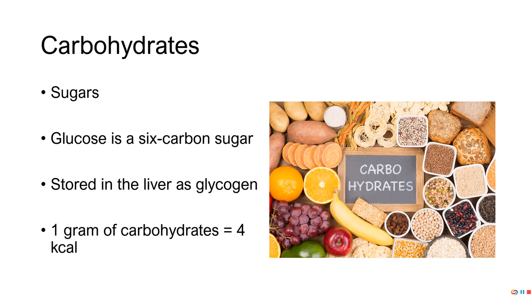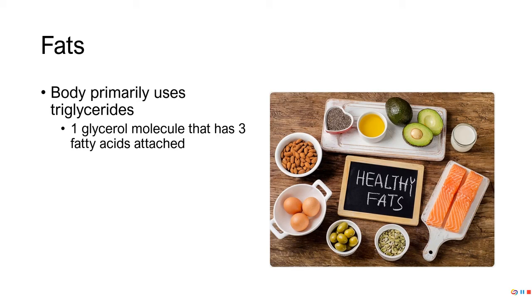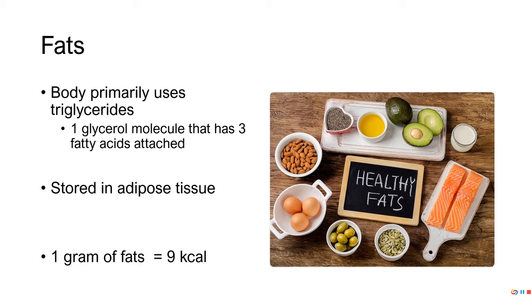All right, now there are many different types of fats. When it comes to metabolism, the body primarily uses triglycerides, which is a single glycerol molecule that has 3 fatty acids attached to it. Most fats are stored in adipose tissue, but there's a little bit stored in muscle. We're able to get much more energy out of fat than we are from carbohydrates. We get about 9 kilocalories of energy from 1 gram of fat.